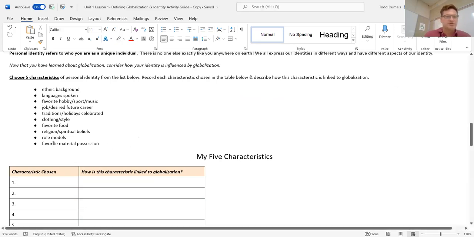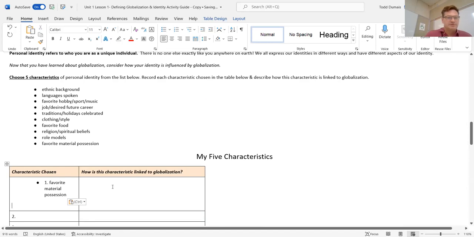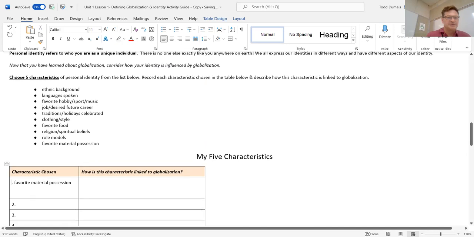so we know what it is, how we're doing it. Okay, so choose an item. I'm going to choose this one. Favorite material possession. You get to then dictate what that is. What is it? I'm going to, just for ease of use, say my truck.